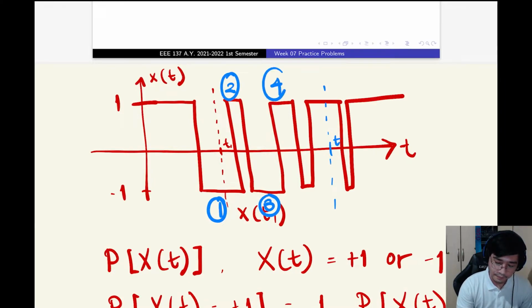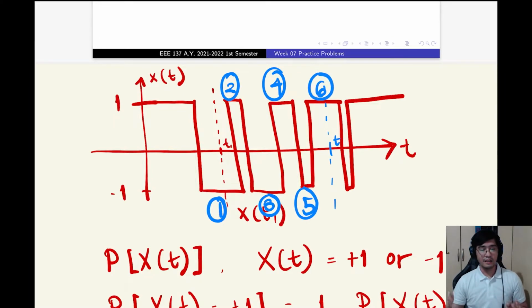fourth, and then this one is the sixth transition. Therefore, for us to have the same value as the initial condition, we must have 6 transitions. Or more generally, we want to have an even number of transitions. Okay? Or an even number of successes, or an even number of arrival times in our Poisson process.